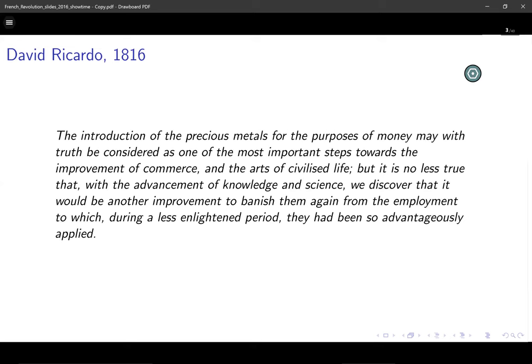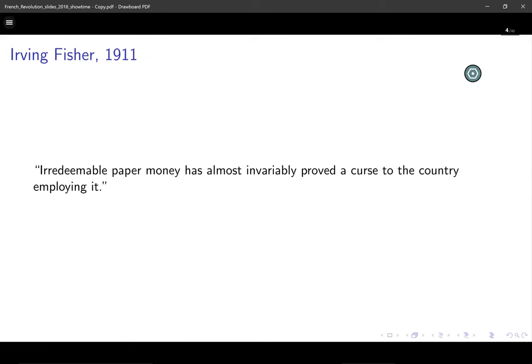Okay, so there's a warning about token money, and this was in our proposition. This was inherent in one of our propositions. It was the second regime, the second region of the parameter space, where you had issued so much paper money that there's going to be no silver circulating, and you're on an irredeemable paper money standard. And what Irving Fisher warned in 1911, he has this quote, which is one of Milton Friedman's favorite quotes, by the way: Irredeemable paper money has almost invariably proved a curse to the country employing it. That's Irving Fisher's warning in 1911.